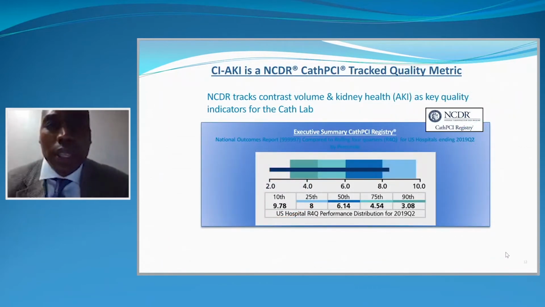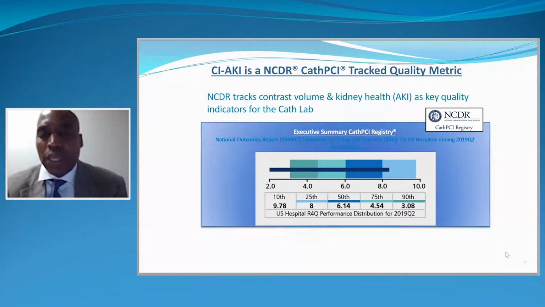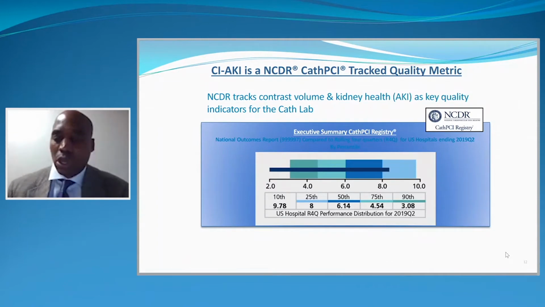This slide illustrates how the NCDR tracks acute kidney injury. It's a quality indicator for the Cath Lab. As you can see, the 50th percentile is approximately a 6.14% incidence. And you definitely want to be to the right of that 50th percentile, ideally within the 90th percentile, but as low as reasonably achievable.